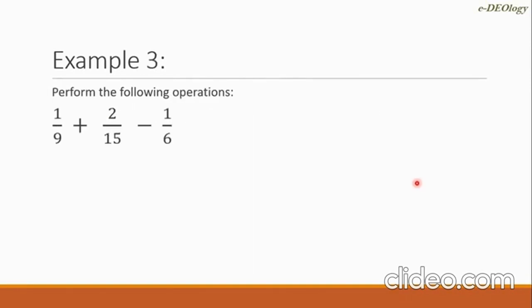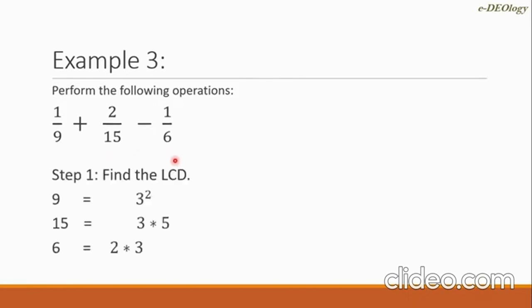Let's see this example number 3. This time we have 3 fractions here. 1 over 9 plus 2 over 15 minus 1 over 6. Step 1 says, let us find the LCD. 9, 15, and 6. The factor of 9 is 3 square. The prime factors for 15 are 3 and 5. The prime factors of 6 are 2 and 3.